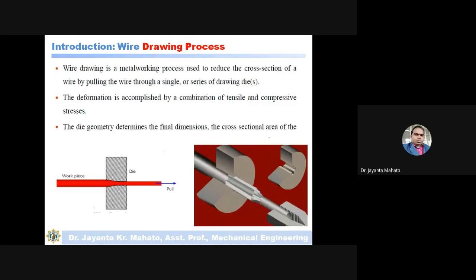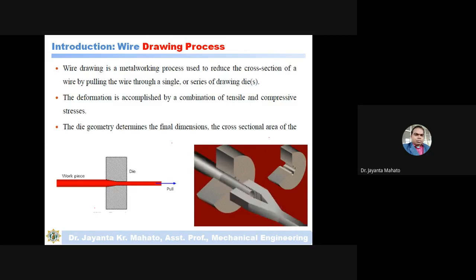Making of wire by the extrusion process is not possible, because for a small diameter wire, pushing the raw material to a big length is not possible by an extrusion process. That's why the pulling of the material from a billet or raw material to make a wire is done by this wire drawing process.